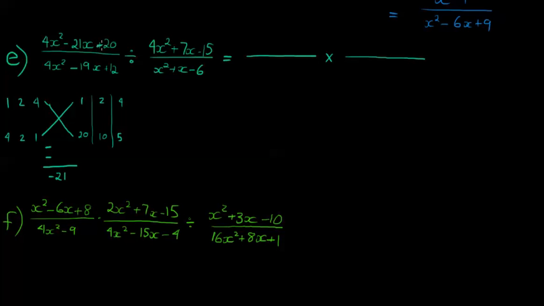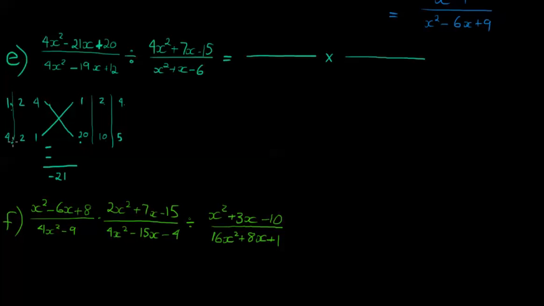My signs must be the same, so both will have to be negative. How do I know my signs are the same? Because of the positive 20. So I need to get to 21. So 1 times 20 and 4 times 1 gives me 24. That's not going to work. 1 times 10 gives me 10, 4 times 2 gives me 8. Not going to work. 1 times 5 gives me 5, 4 times 4 is 16. 5 and 16 work. So that works for me.